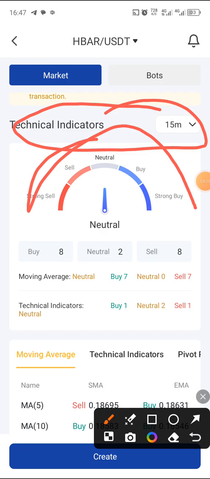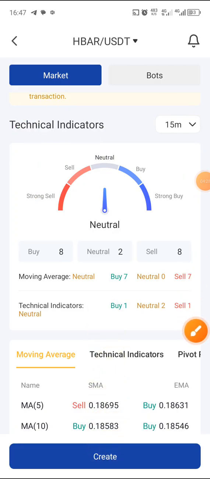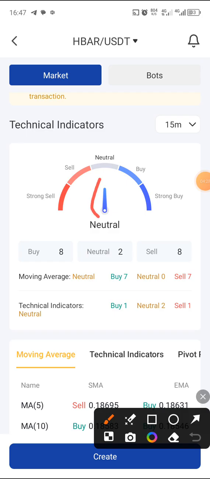Even if you don't know, I believe by the end of today's call, you are going to be able to read this kind of thing and make your decisions whether to enter the market or not to enter. So, when you see this arrow here, for instance, in a 15 minutes time frame, it is pointing in neutral, meaning the buyers and the sellers are almost equal. So the market is ranging. It's not going upwards and it is not going downwards.